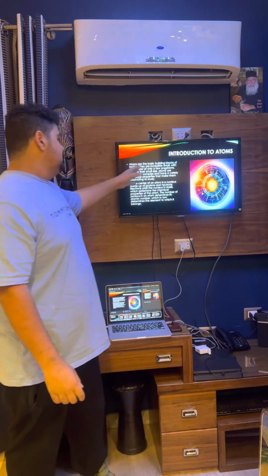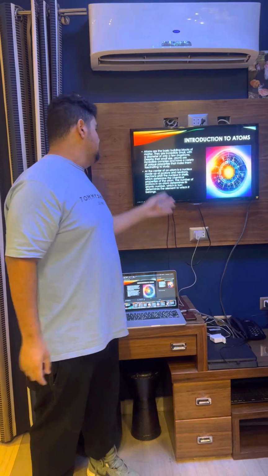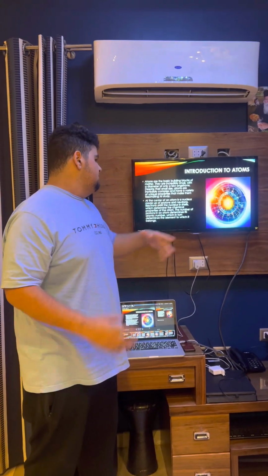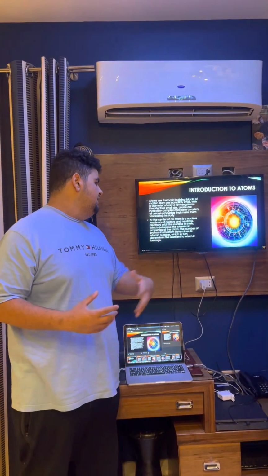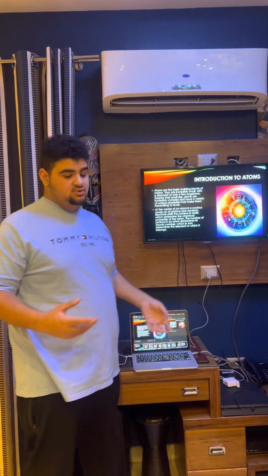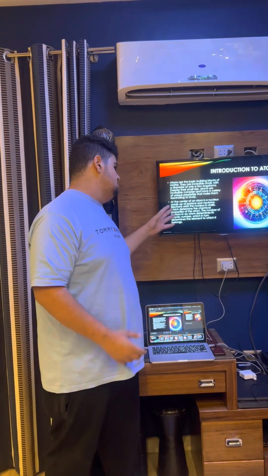Introduction to atoms. Atoms are the basic building blocks of matter. They are incredibly small, with a diameter of only a few angstroms. Despite their small size, atoms are incredibly complex and have a variety of unique properties that make them fascinating to study. At the center of an atom is a nucleus made of protons and neutrons.